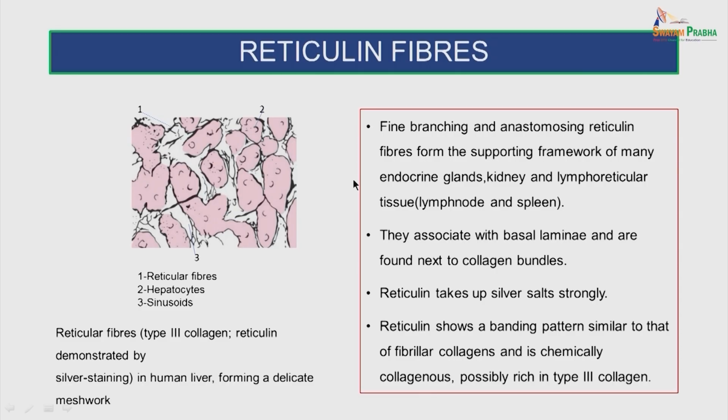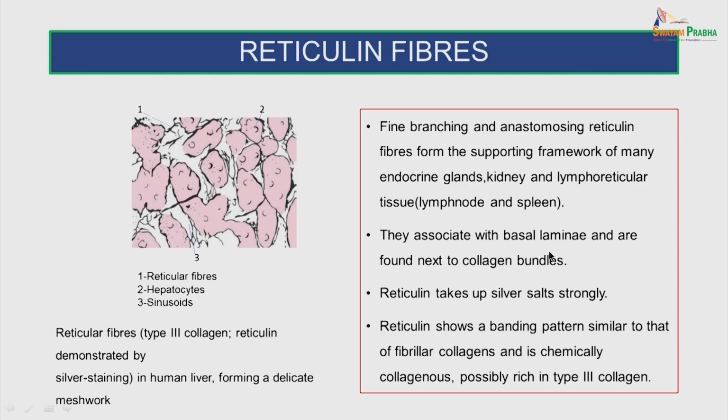The reticulin fibers. So these are the reticular fibers. The type 3 collagen, the reticulin, demonstrated by silver staining in a human liver, forming a delicate meshwork. So they are seen as fine branching and anastomosing reticulin fibers. They form the supporting framework of many endocrine glands, kidney and the lympho-reticular tissue, lymph node and spleen.